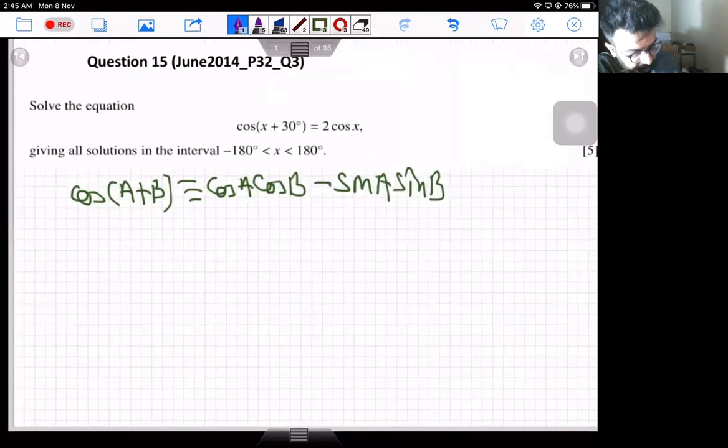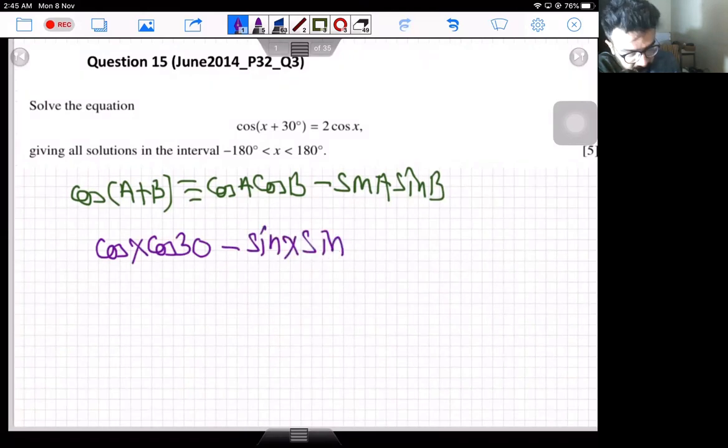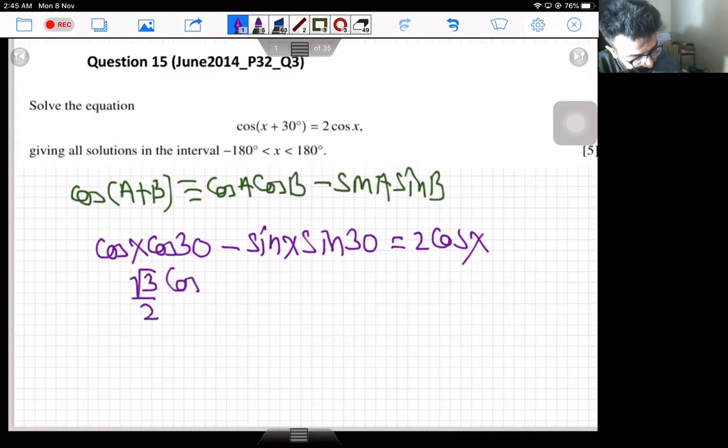Cos(x + 30) means cos x cos 30 minus sin x sin 30. This is equal to 2 times cos x. What's the value of cos 30? Cos 30 is root 3 over 2. So root 3 over 2 times cos x, minus the value of sin 30, which is half, so minus half times sin x, and this is equal to 2 times cos x.